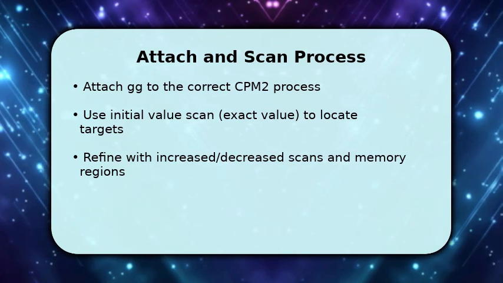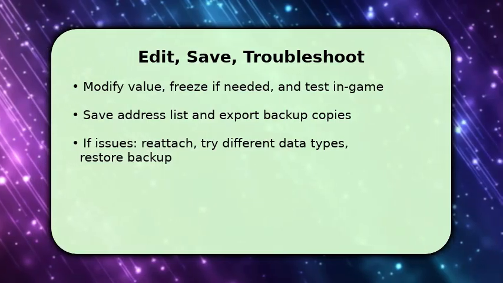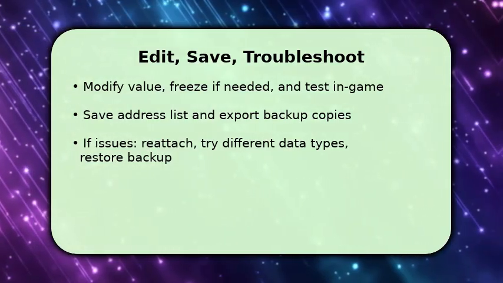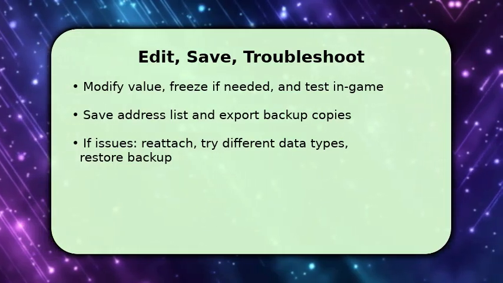You now modify the confirmed address value and test the effect in Cpm2. If it should remain static, freeze the address and observe stability. Once satisfied, save the address list and export backups so you can reapply changes later.